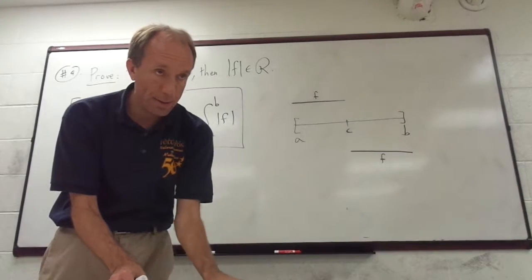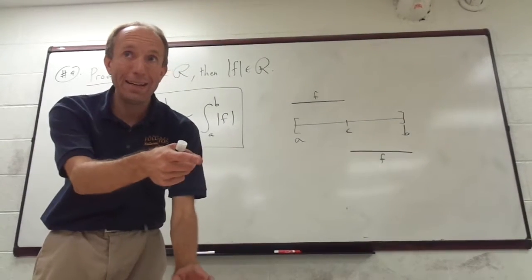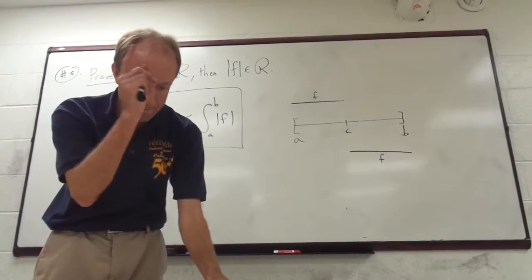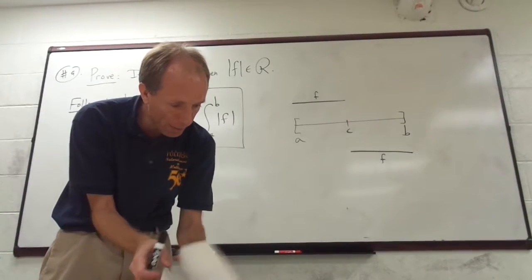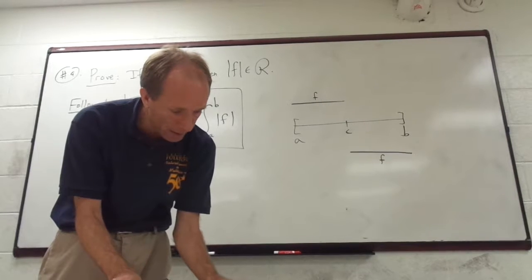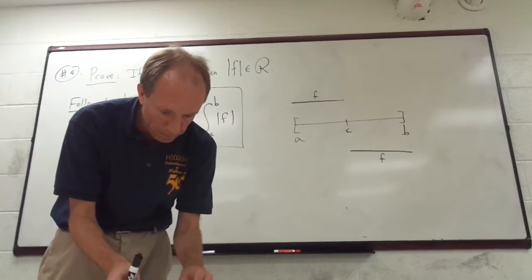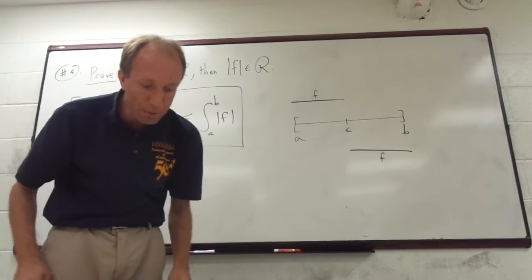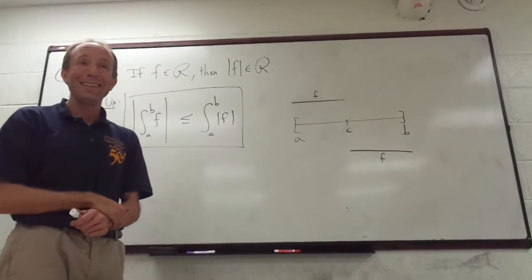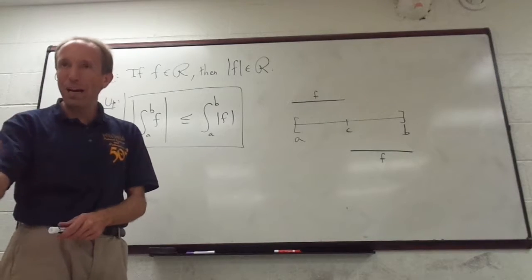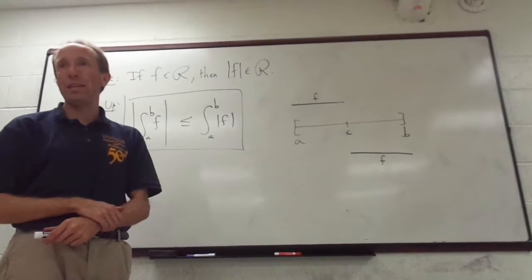If f of x is less than or equal to g of x, then the integral of f of x is less than or equal to the integral of g of x. That's it. I'm just looking up the number of the proposition. Very good, Sarah. Yes, it's Proposition 6.4. If f is less than or equal to g, then the integral of f is less than or equal to the integral of g.